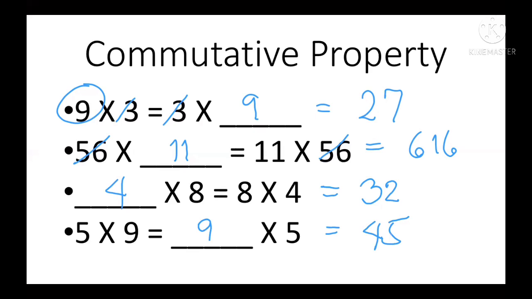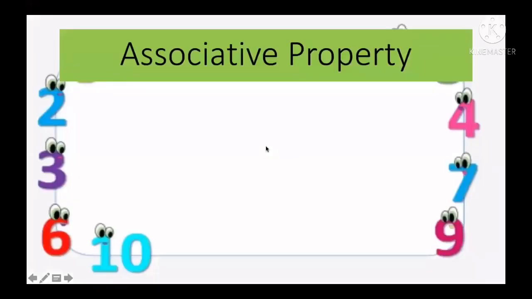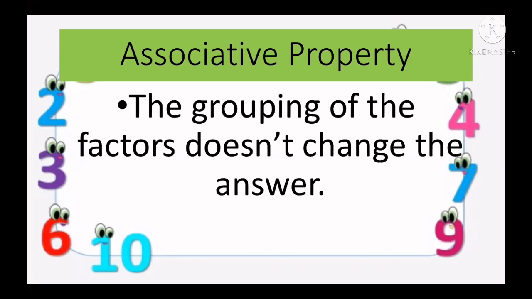Yes, good job. So that is, again, commutative property. Whatever the places or whatever you change or interchange the places of numbers, still the answer is the same. That is commutative property. Next one. Next is associative property. What is associative property? The grouping of the factors doesn't change the answer.